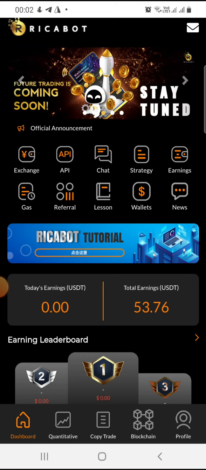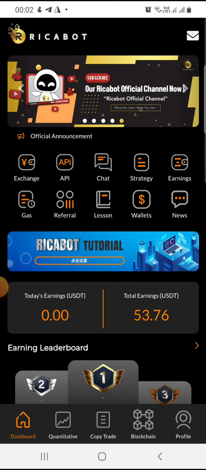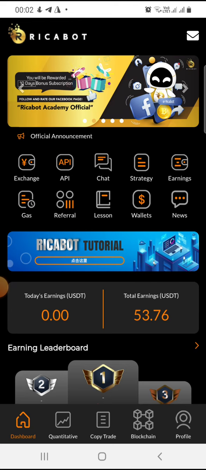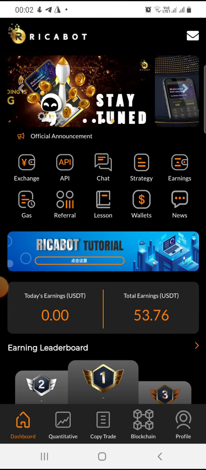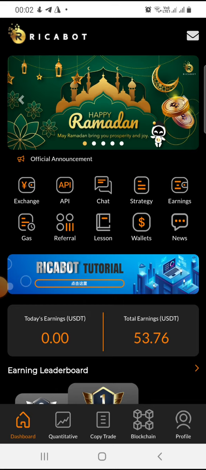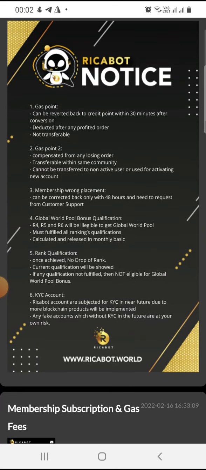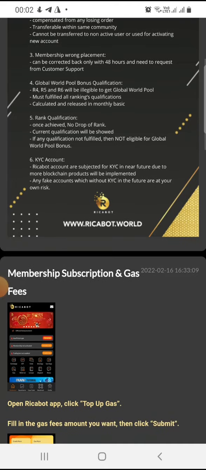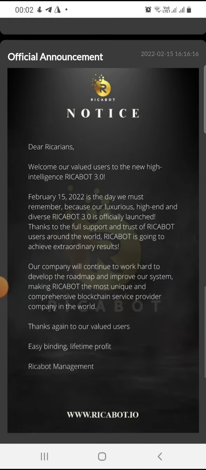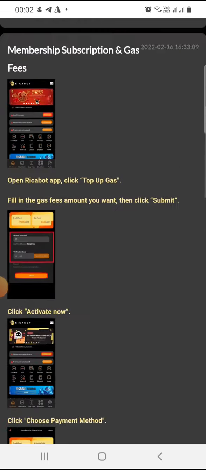So let me explain briefly regarding this application, step by step. So let's start. In the beginning, what you see in the top left corner is the company logo and the trademark of Ricabot. And here, you will see the email icon that is for your notices and the main exploration about the site. You can get much information by touching this icon. All the important details you can get from there.